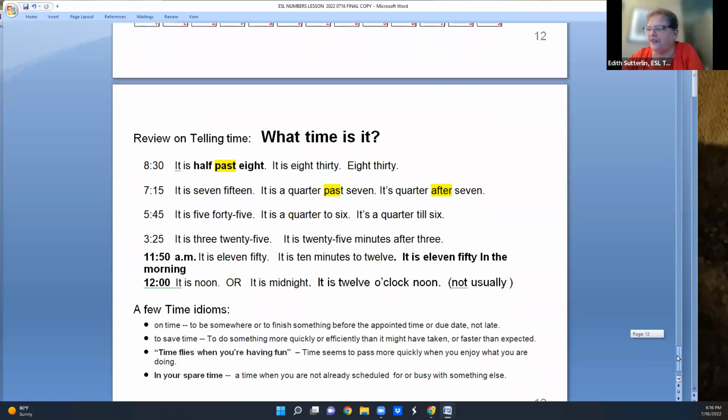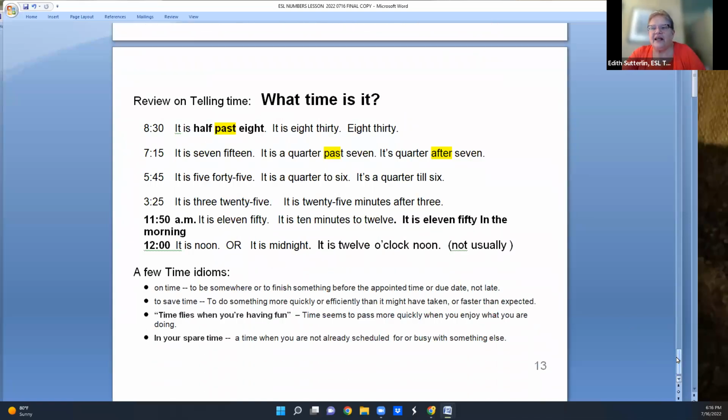Now we're going to review just a little bit about telling time. What time is it? It's 8:30, or it's 8:30, or just 8:30. So let's practice that. It's 8:30.